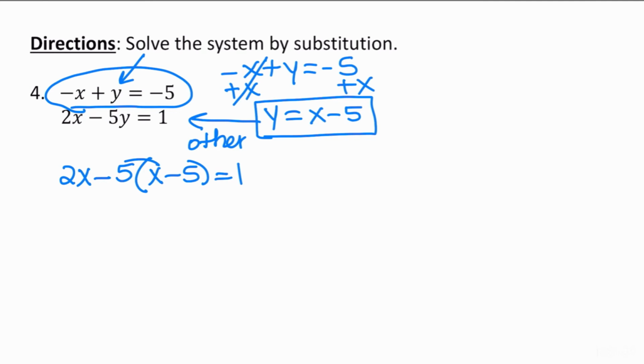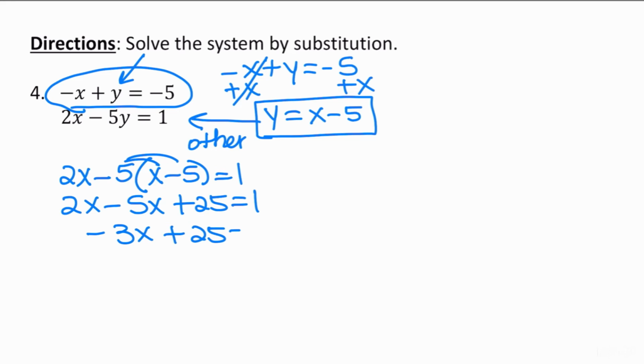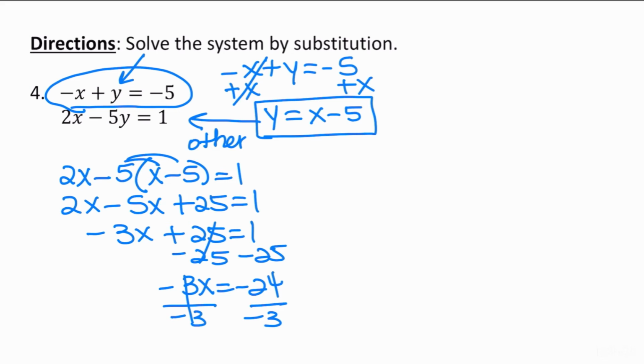So I distribute: 2x minus 5x plus 25 is equal to 1. 2x minus 5x is negative 3x plus 25 is equal to 1. Subtract 25 from both sides. I get negative 3x is equal to negative 24. Divide by negative 3, and now x is equal to positive 8.